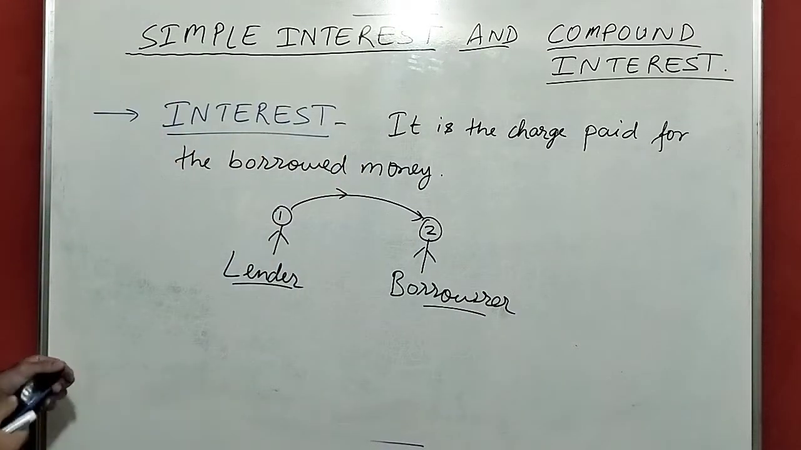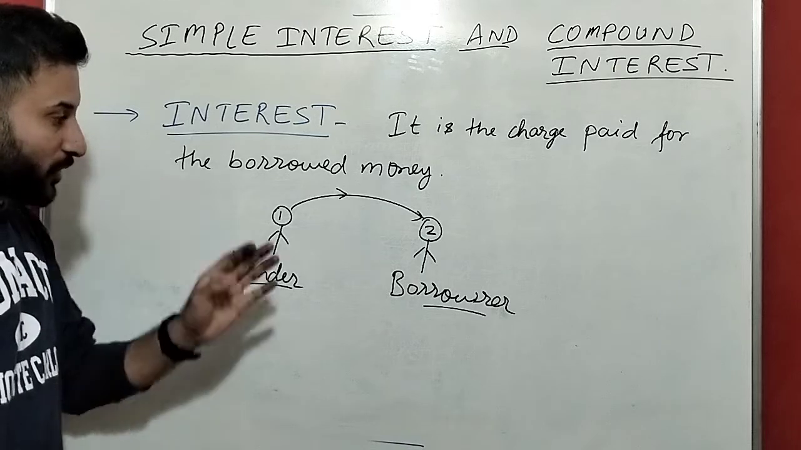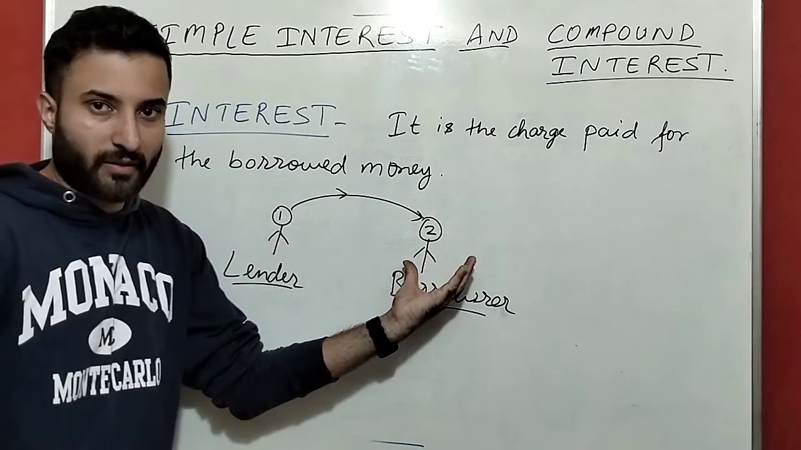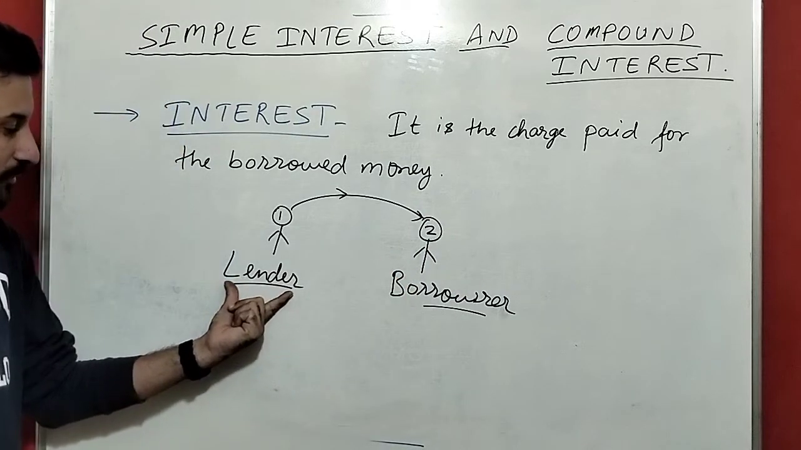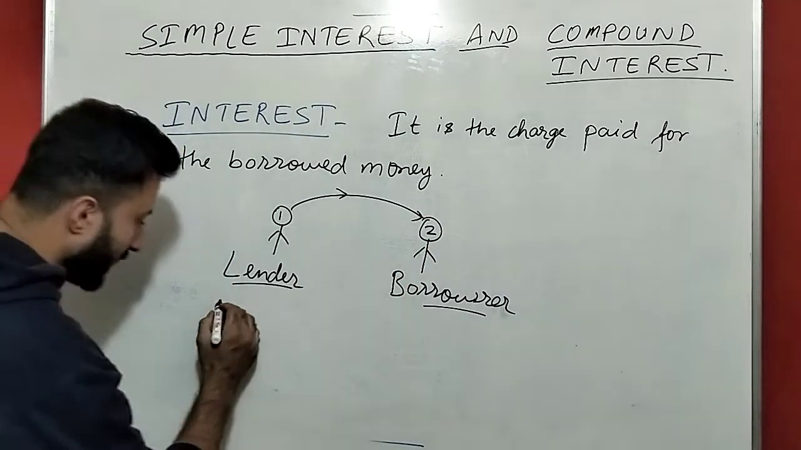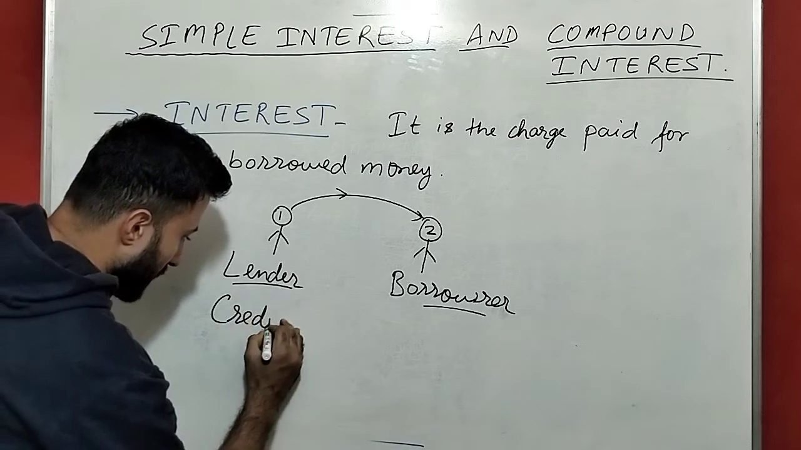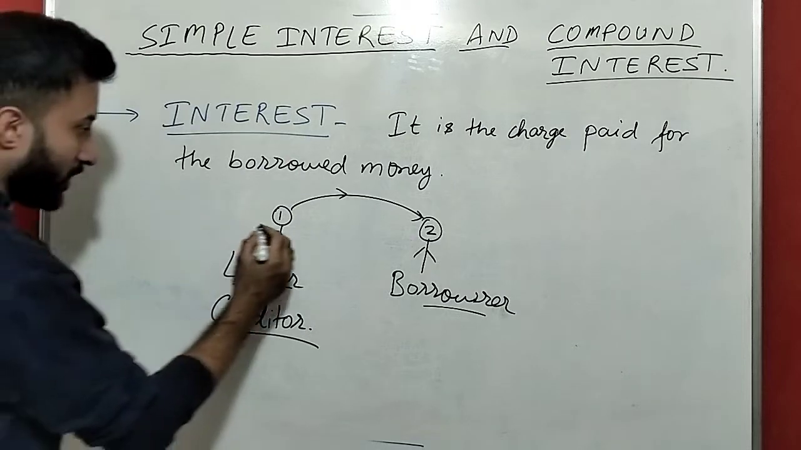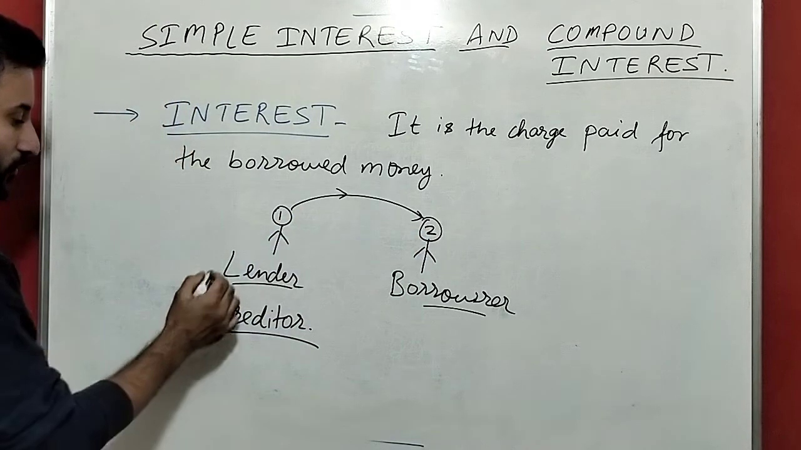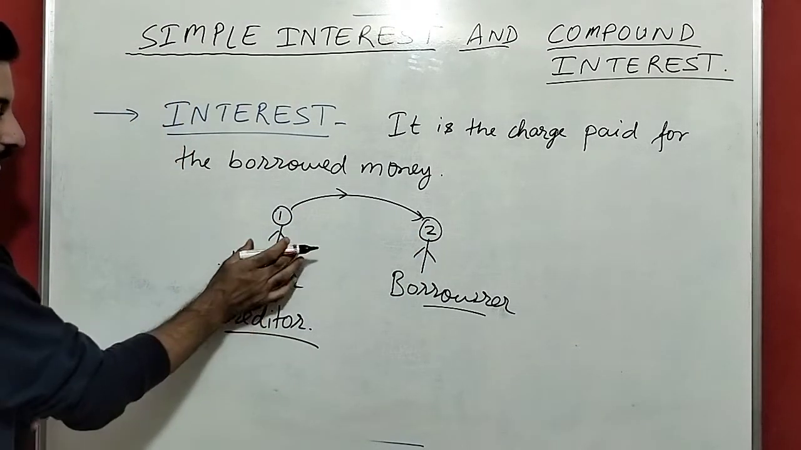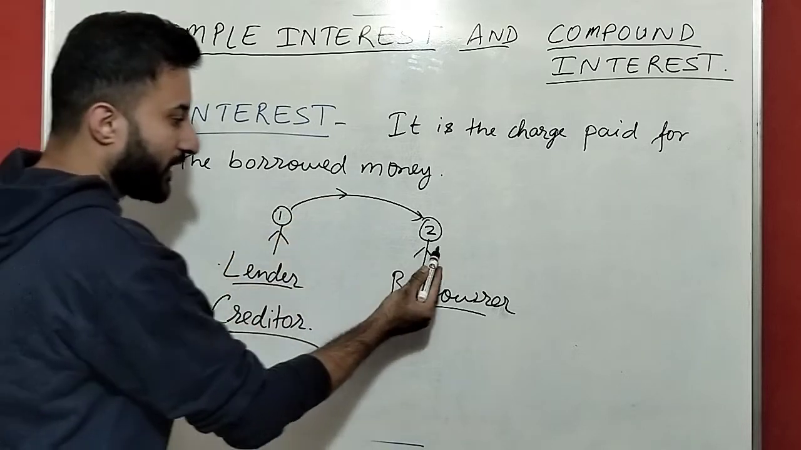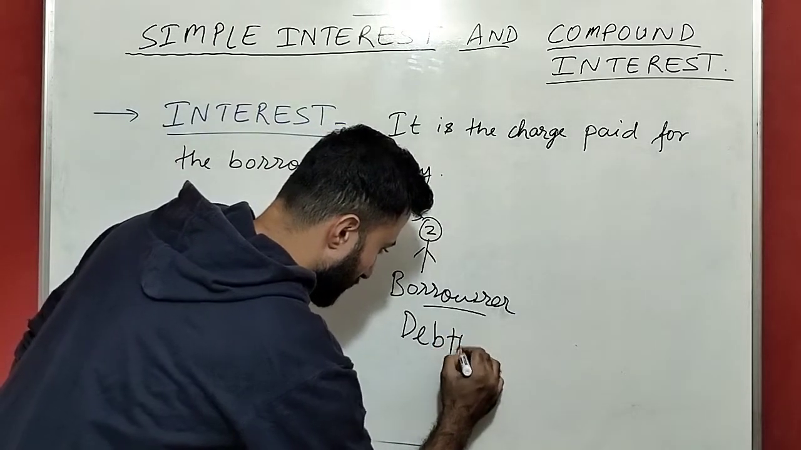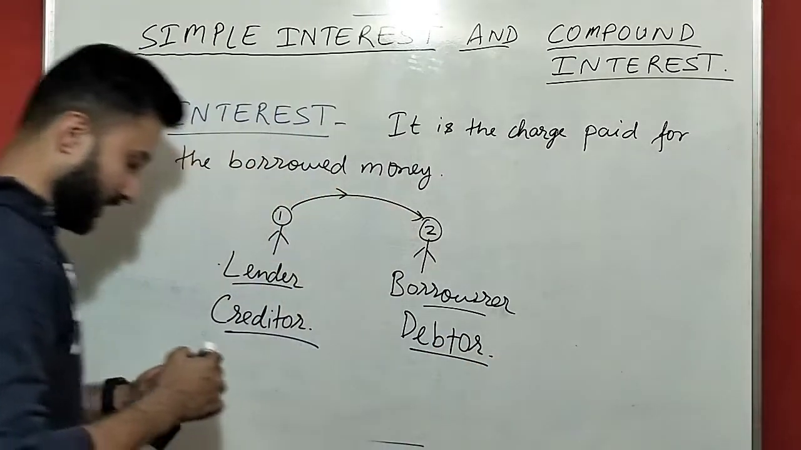So here we will talk about two persons. One who will give the money, the other who will take the money. The person who will give the money is the lender, or we call it a creditor, because he will give the money. And the one who will take the money is, obviously, the borrower or debtor.